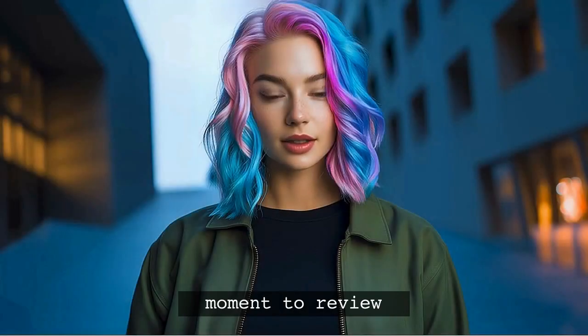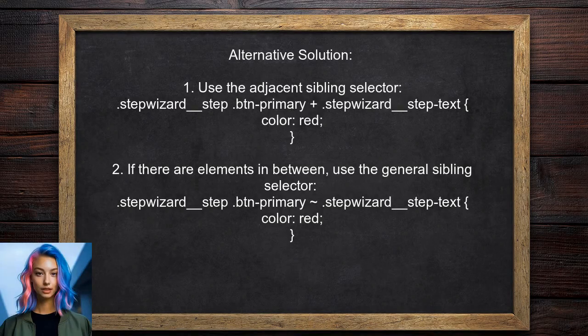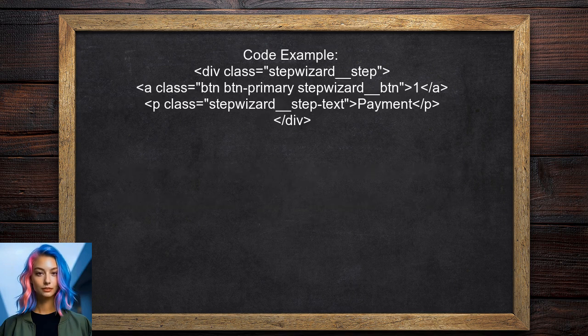Let's take a moment to review another user's answer. This user suggests that you can style the StepWizard step text class based on the presence of the btn primary class, but only if the StepWizard step text comes after the btn primary in the HTML structure. They recommend using the adjacent sibling selector to target the StepWizard step text directly after the btn primary.